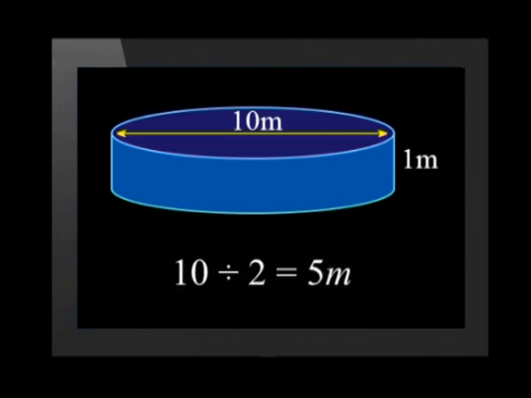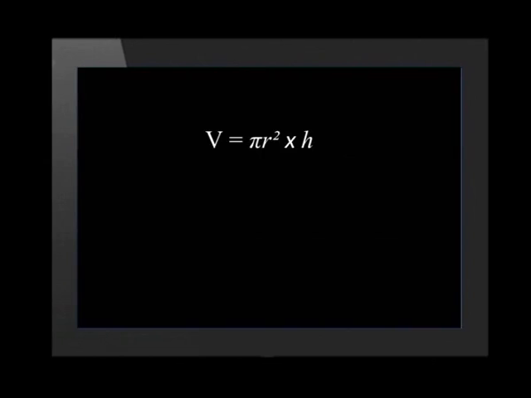Remember that the radius is equal to half of the diameter, so in this case, the radius will be equal to 5 meters. Substituting in the given dimensions and using pi as 3,142, we get the volume to be equal to 3,142 multiplied by 5 squared times 1, which is equal to 78,55 cubic meters.